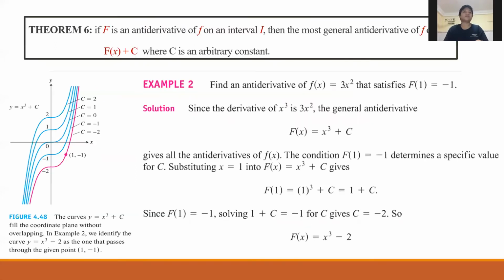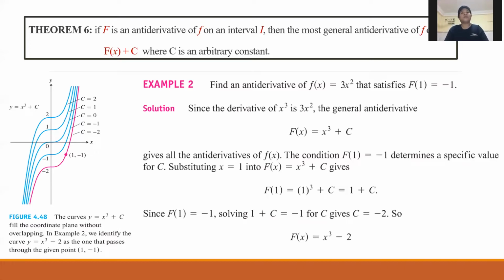Theorem 6. If F is an antiderivative of f on an interval I, then the most general antiderivative of f on I is F of x plus C, where C is an arbitrary constant.